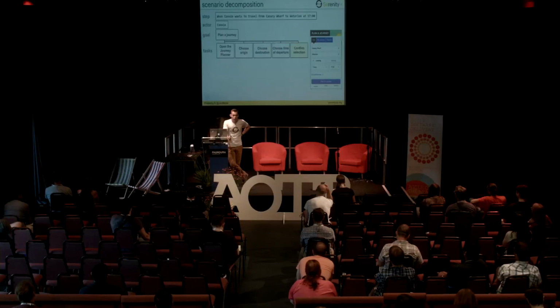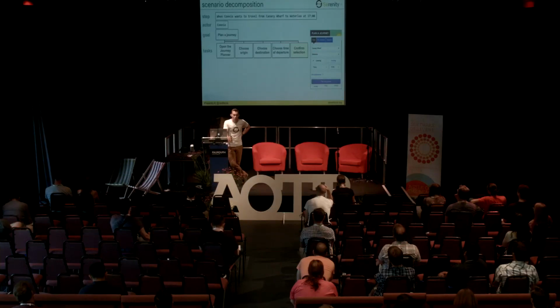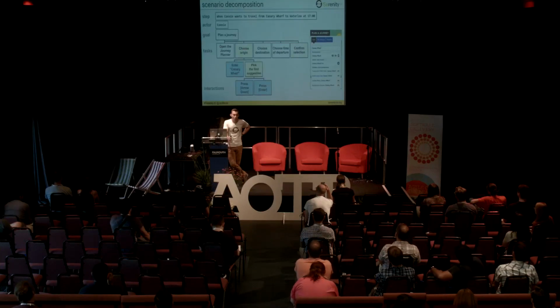But as you can see, so far, we haven't talked about the UI at all, right? We're decomposing this scenario from the point of view of the business process. Now, each of those tasks actually is a goal for the tasks that it's composed of. So for example, here, the task to choose origin is basically a goal for tasks to enter Canary Wharf and pick the first suggestion from the drop-down list when it comes to interacting with the UI.